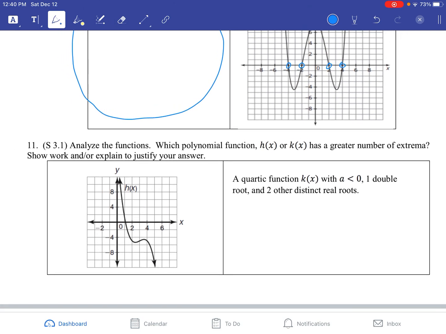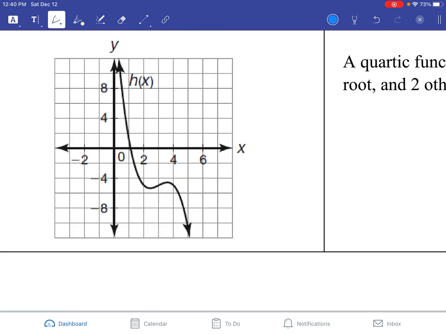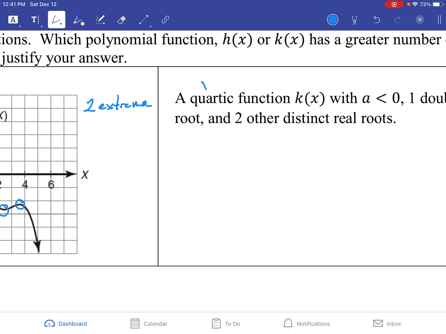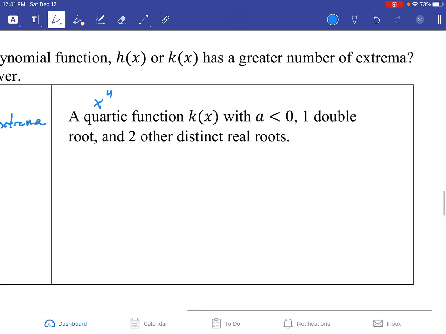Next, analyze the function: which polynomial has a greater number of extrema? Look at our graph. The number of extrema is the peaks and the valleys. This has 1 valley and 1 peak. They're small, but they're there, so it has 2 extrema. All right, this other one is a quartic function, which is x to the 4th. The a value is less than 0, so it's negative.